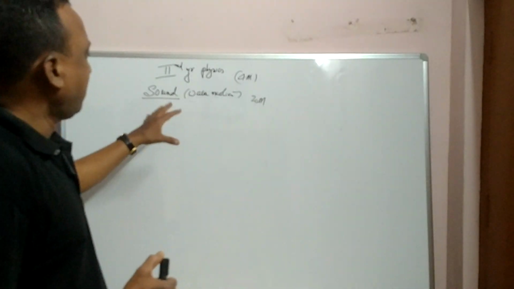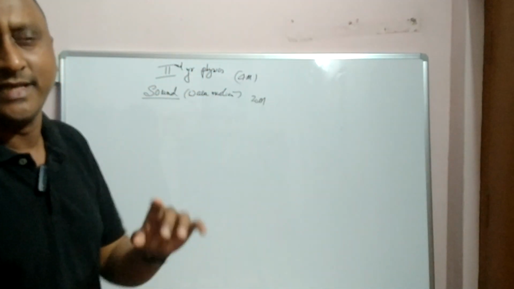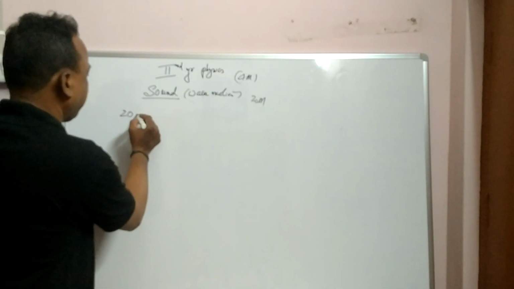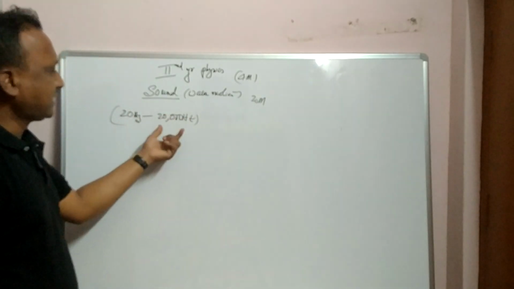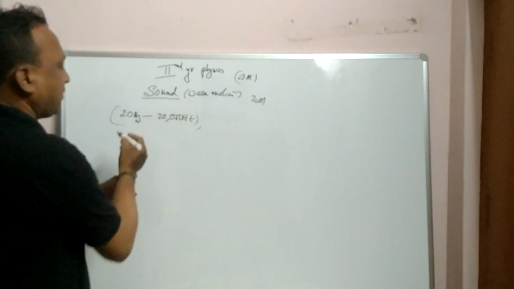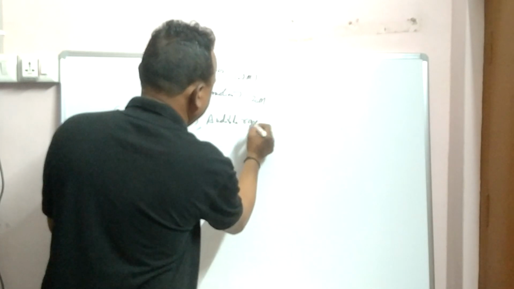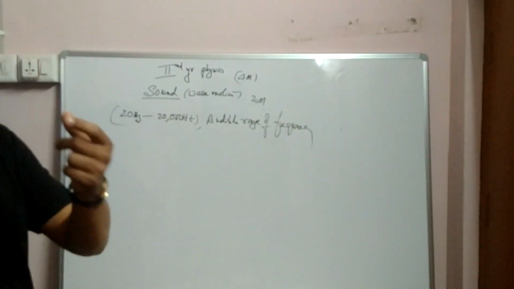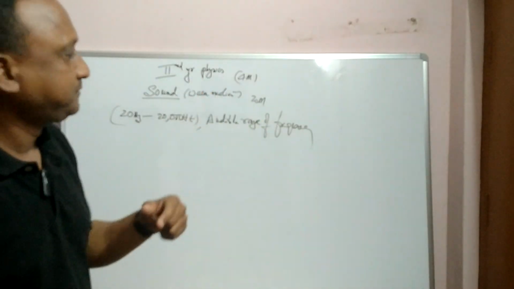Now, is the sound produced by any source audible to the human being? There is a range of sound. For human beings, the frequency range is around 20 hertz to 20,000 hertz. This is the frequency range for human beings, so it is called the audible range of frequency. If the frequency of the sound produced in the air is between 20 hertz and 20,000 hertz, it is called the audible range.